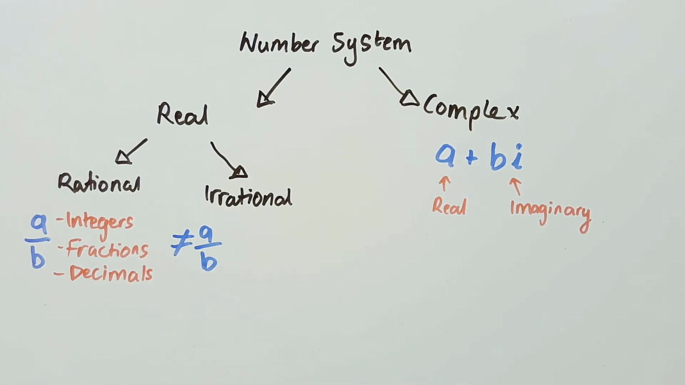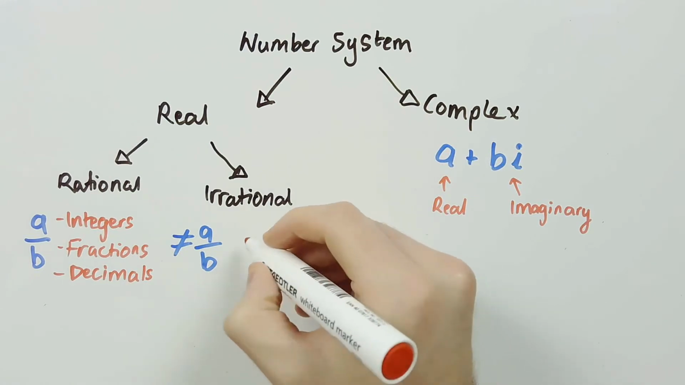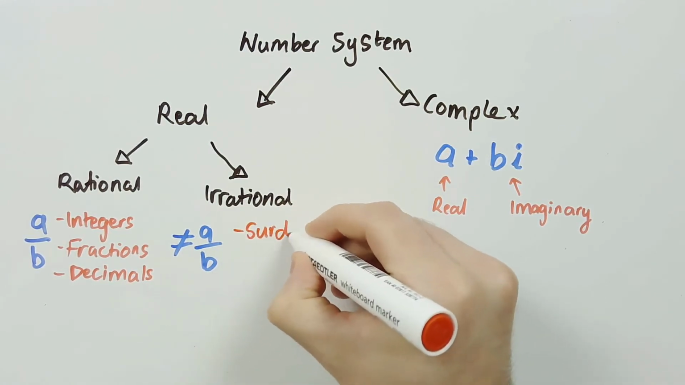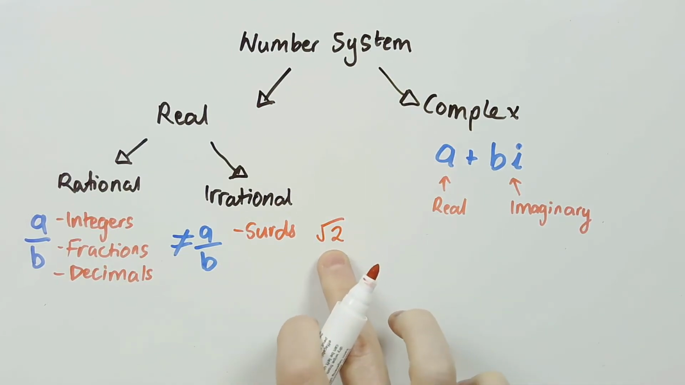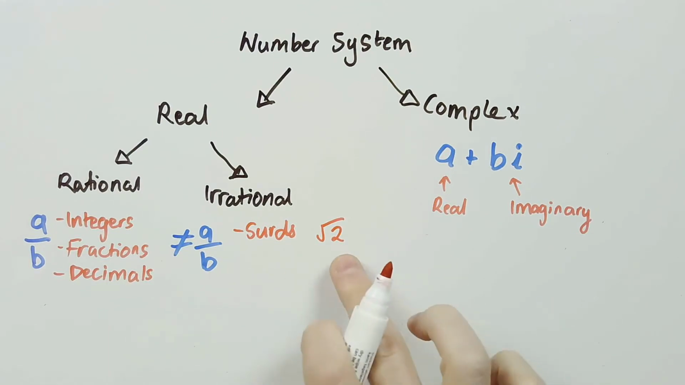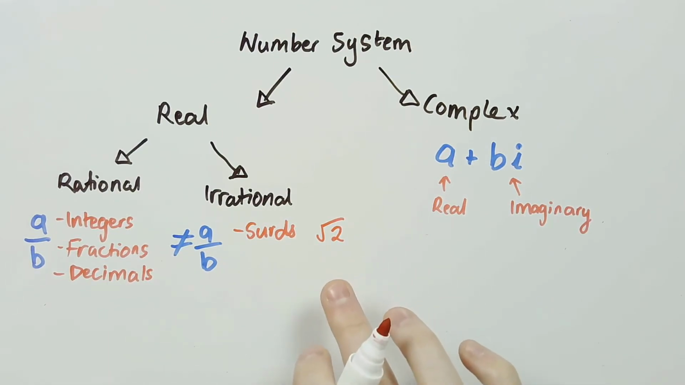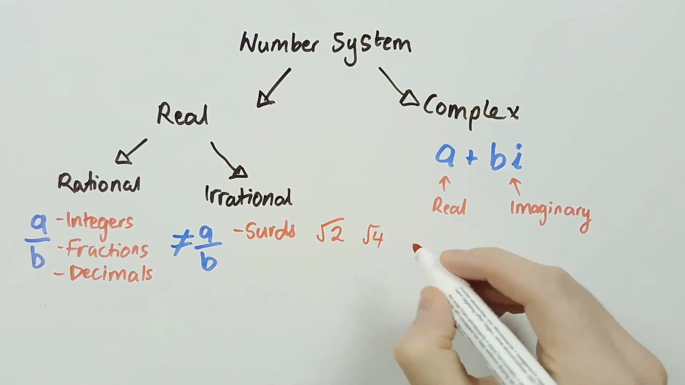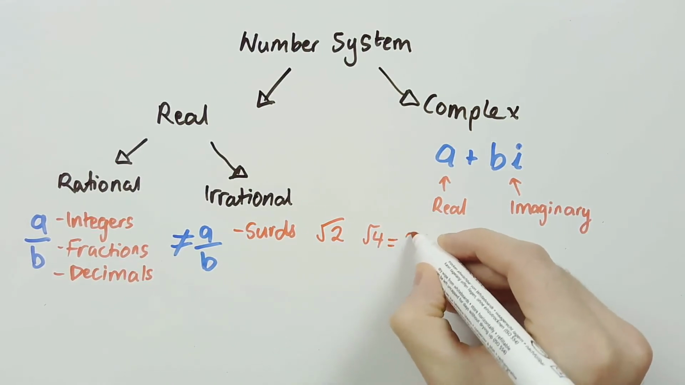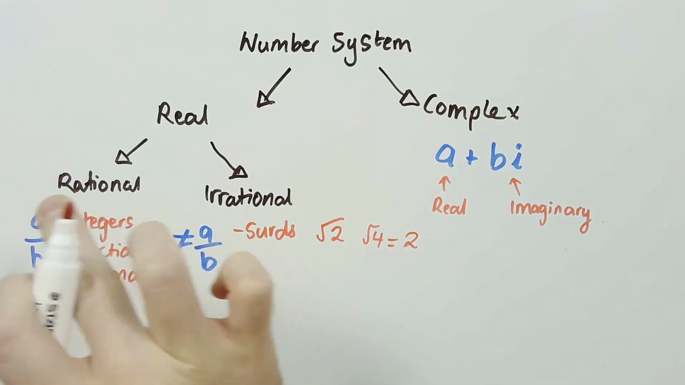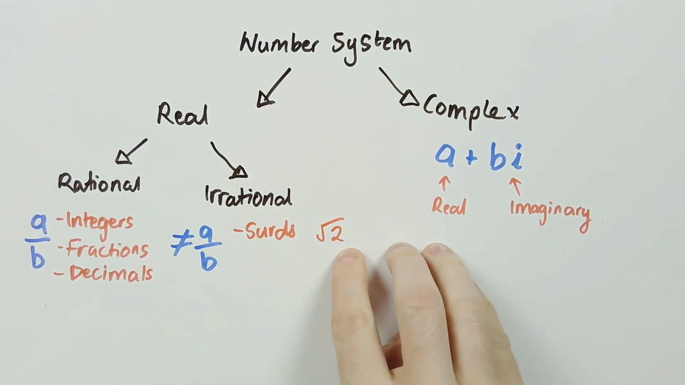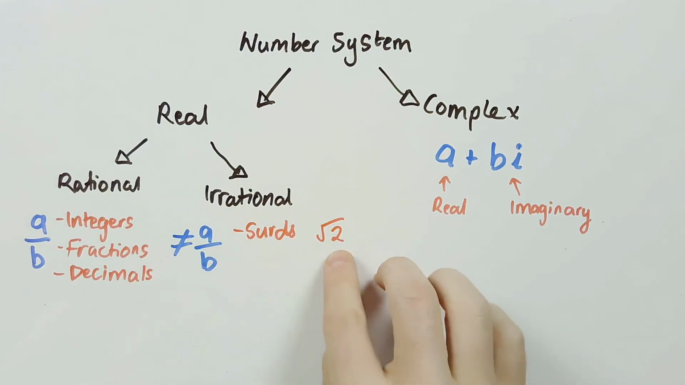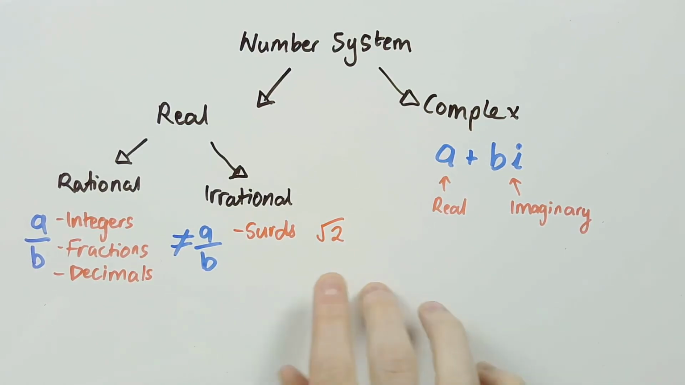A few examples of these are things like surds. So surds are when we represent a number such as square root 2, or we find the root of a number such as 2. Sometimes, let's say for example, the square root of 4, this does come out as an integer or as a rational number, but in the case of the square root of 2, there's no rational number that this can be reduced to. This ends up resulting in a decimal that is never ending.